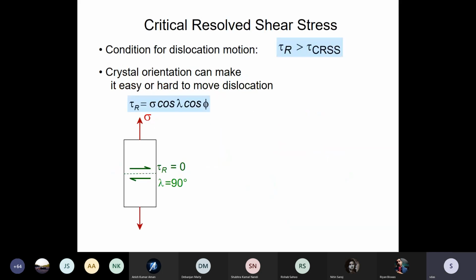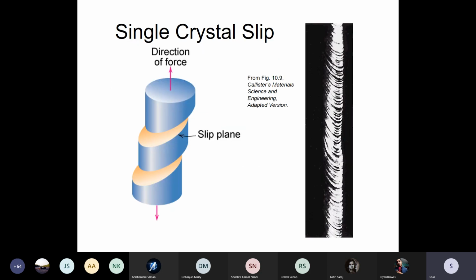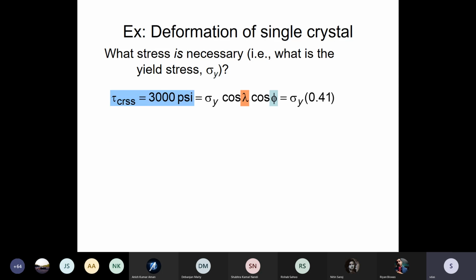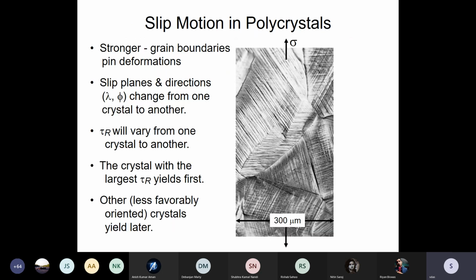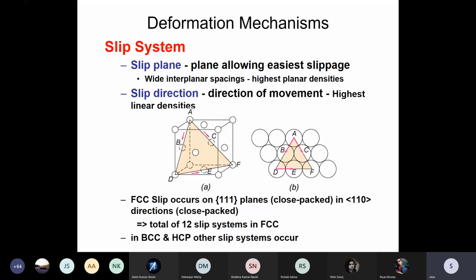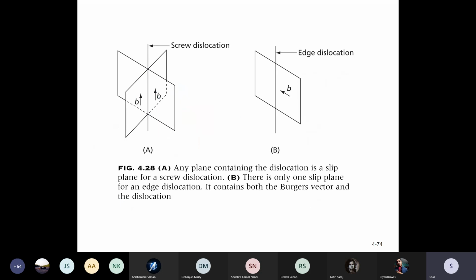These are the problems from Callister book. You can solve it. I'll not do that. Solve the end of the chapter problems from Callister and Shackelford. Okay, this is important. I'll skip this slide. So the slip system, I mentioned, is slip plane multiplied by slip direction. For FCC, what I mentioned is shown here. Total 12 slip systems. HCP has 3, BCC 48, but none of them are effective.